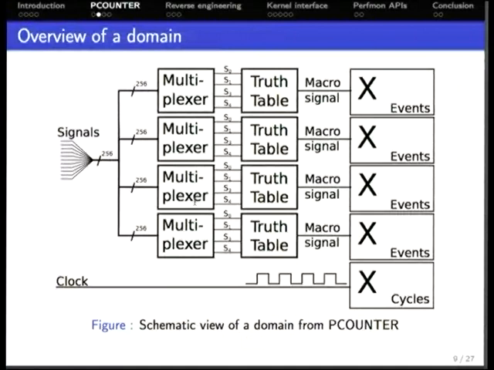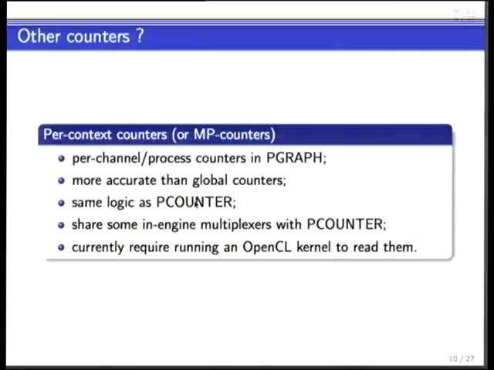Because it's really expensive to have 1 counter for every possible signal, we use a multiplexer. So the idea is to combine 4 signals using a function that goes in a truth table. And we get a macro, something like macro information. For each domain, we have 4 independent counters and 1 counter for the number of cycles, which is the clock domain. And this is for PCOUNTER, so for global counters, but we have also other counters.